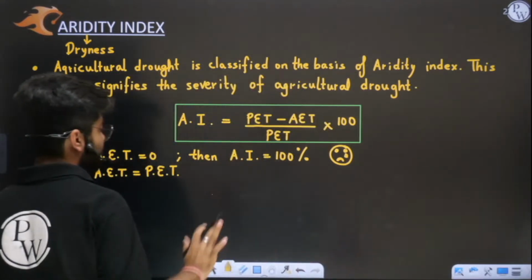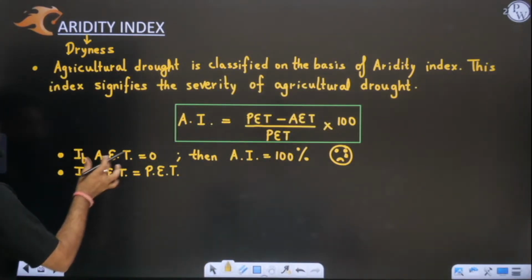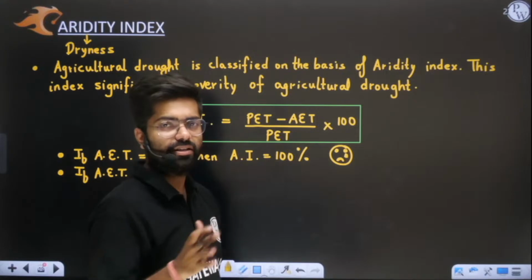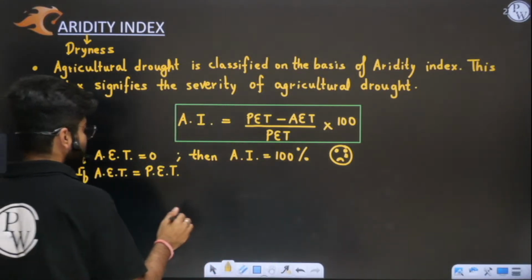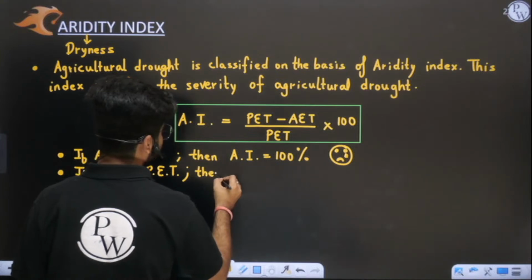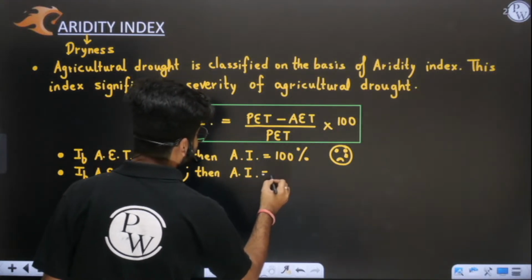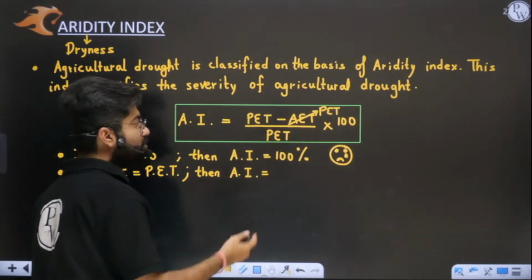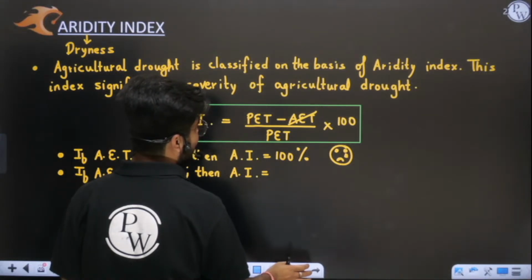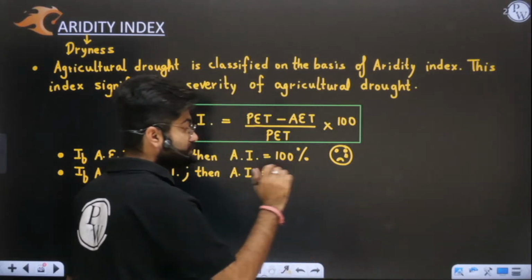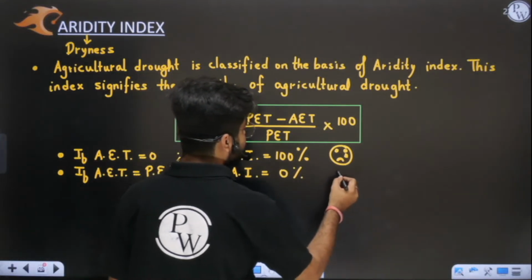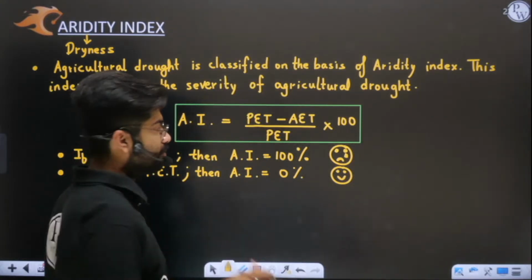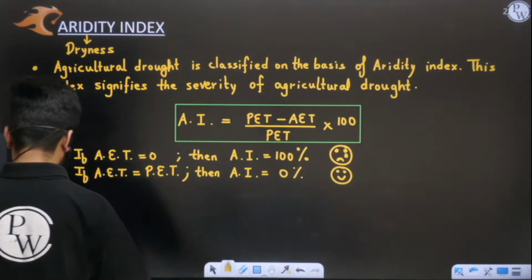100% dryness. Now the second case: if actual evapotranspiration is equal to the optimum or maximum value, no problem, water is there, sufficient moisture is there, then obviously they will transpire at their best. In this case, tell me what will be the aridity index? If AT is equal to PT, see, this is equal to PET, so PET minus PET is 0, 0 into 100 is 0, so obviously aridity index will be equal to 0%, which means no dryness is there. Plants will be very, very happy because they are getting sufficient moisture and growing fully. No wilting, no kind of problem is there.